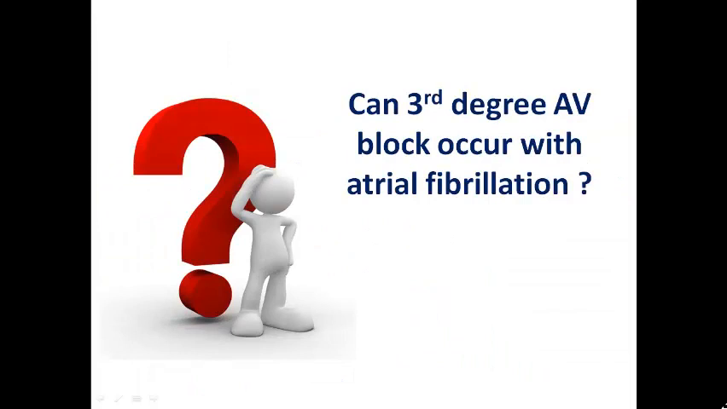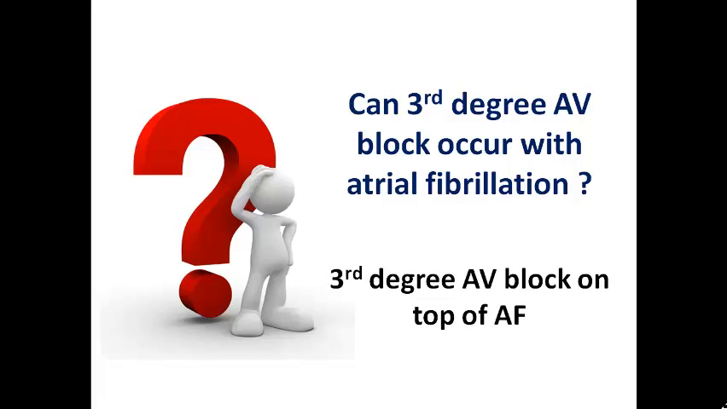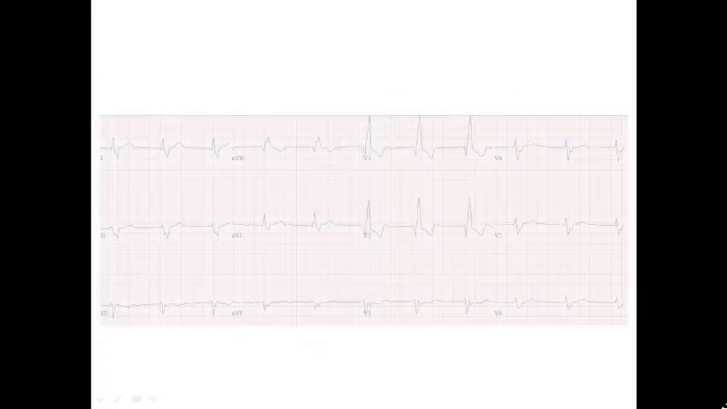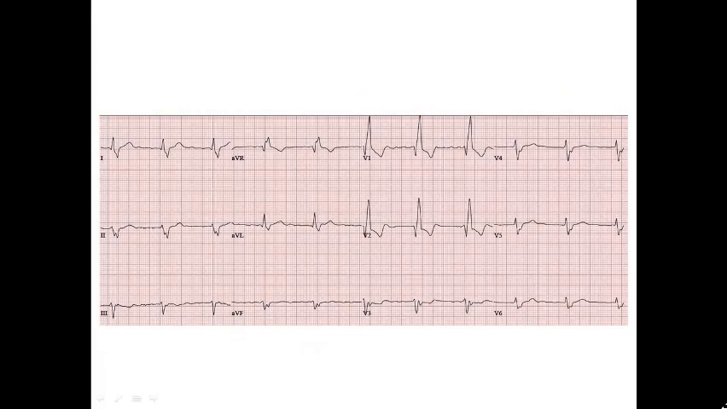Let's ask ourselves another question which we asked before in the lecture of AV blocks. Can third degree AV block occur with atrial fibrillation? Of course, yes. Third degree AV block can occur on top of atrial fibrillation, and we discussed this before. Here we can see in this ECG that we don't have a persistent P wave, and we have instead fibrillatory waves, as we don't have a complete isoelectric line like in junctional rhythm.